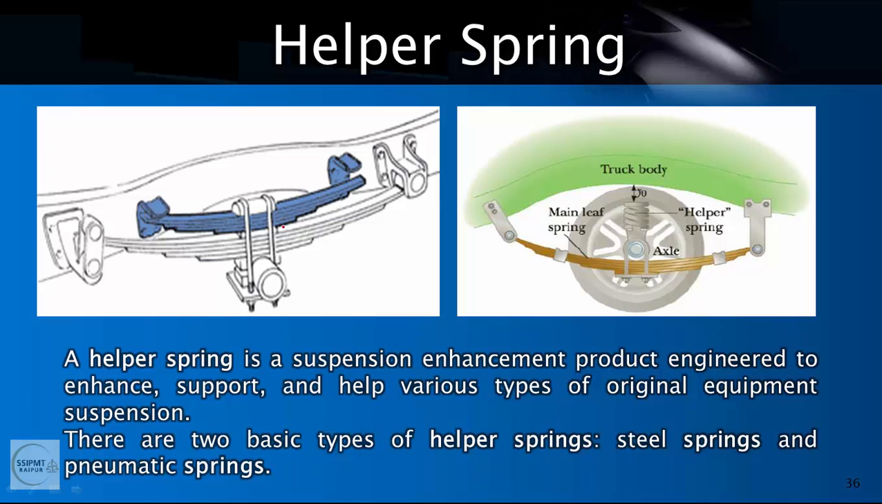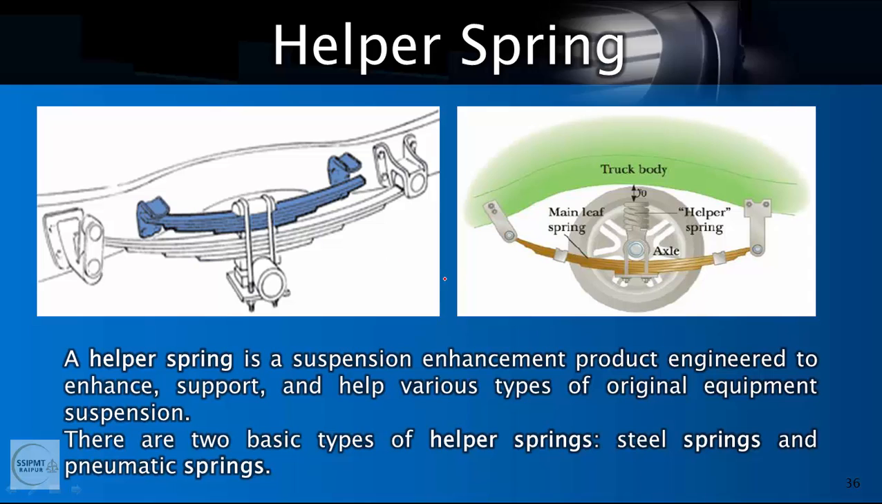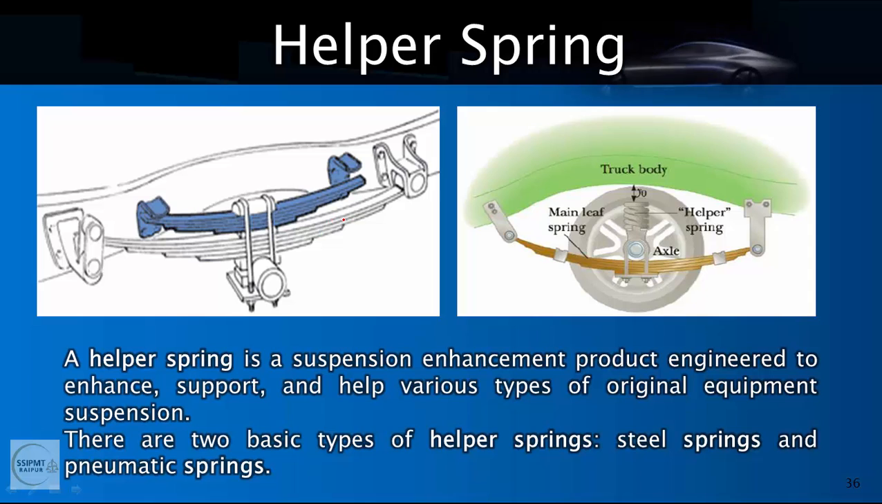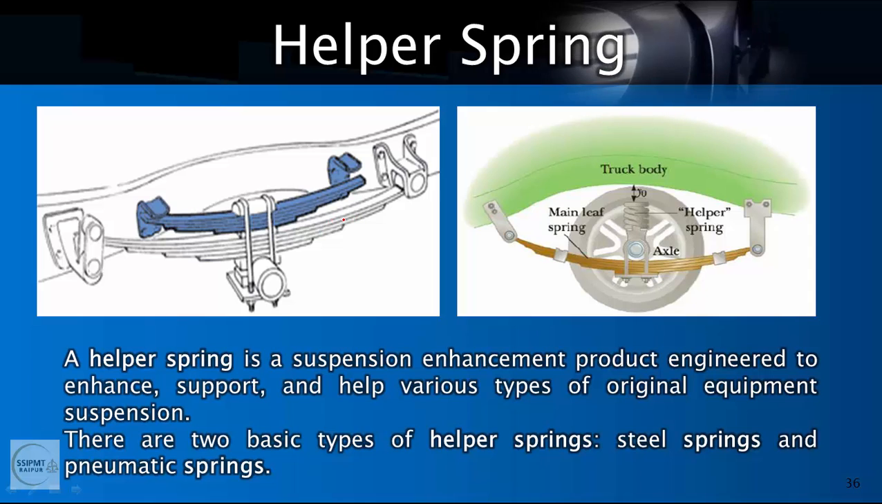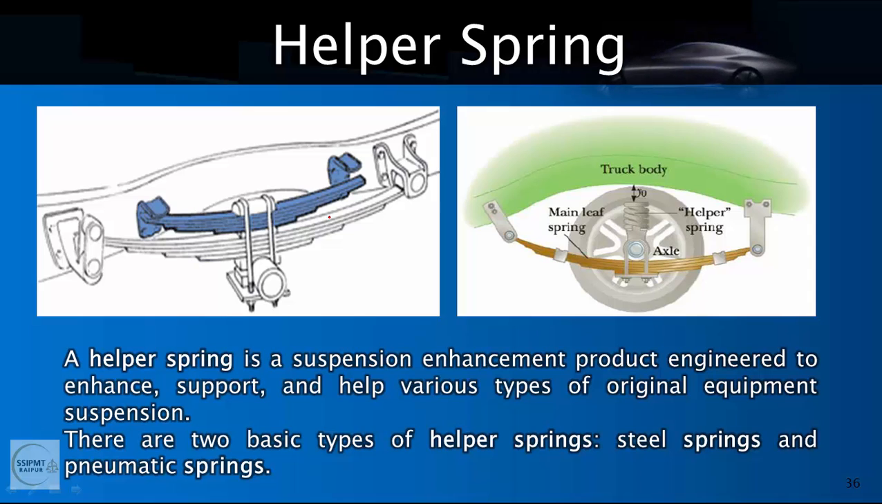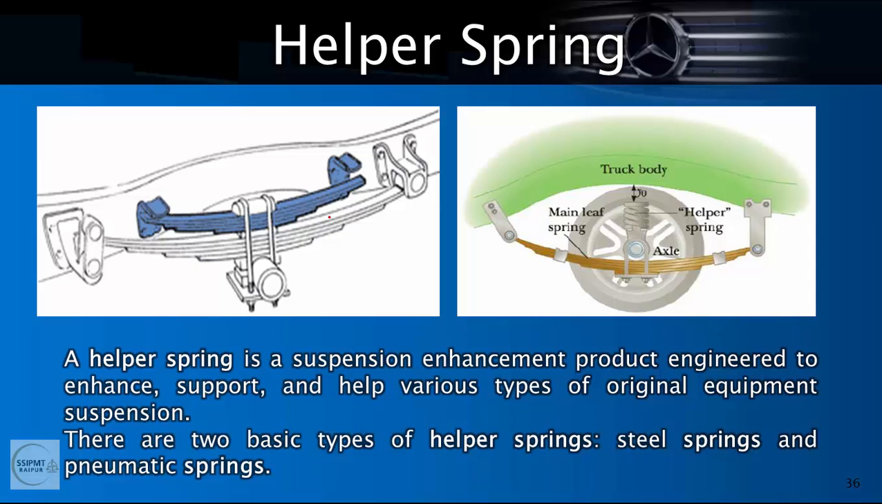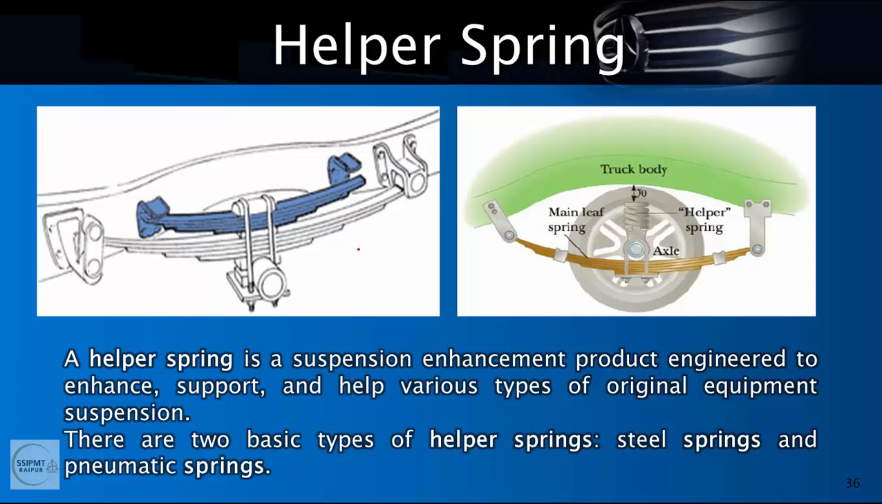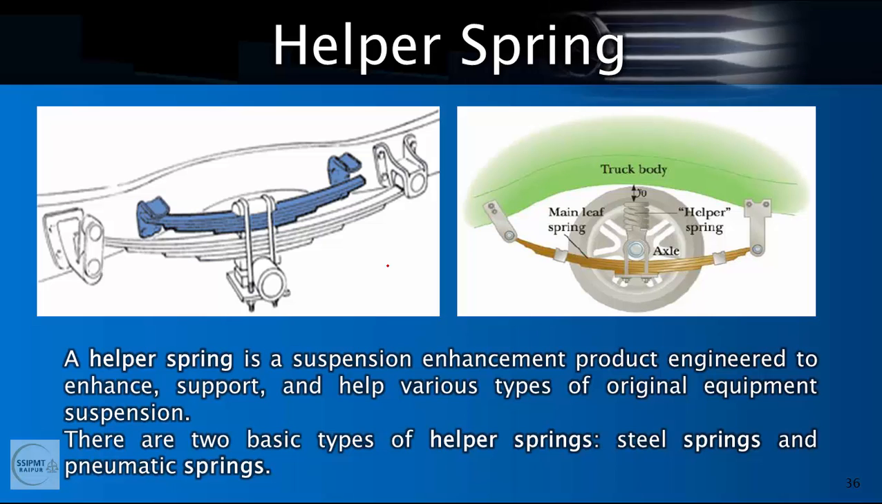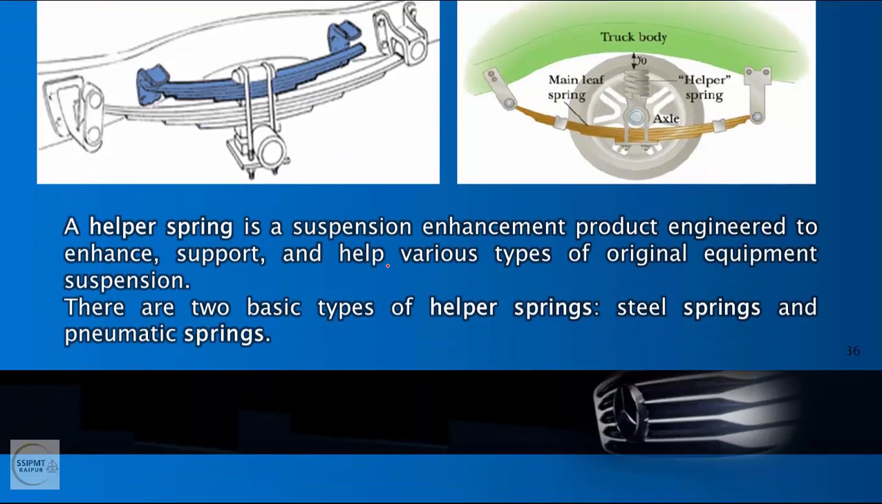In this picture also you can see this is a main leaf spring and the blue portion is a helper spring. So a helper spring is a suspension enhancement product engineered to enhance, support and help various types of original equipment suspension. So here the main leaf spring is the original equipment suspension, right? And helper spring is used to support the main leaf spring, right? There are two basic types of helper spring. First one is, it may be steel springs or it may be pneumatic springs, right?